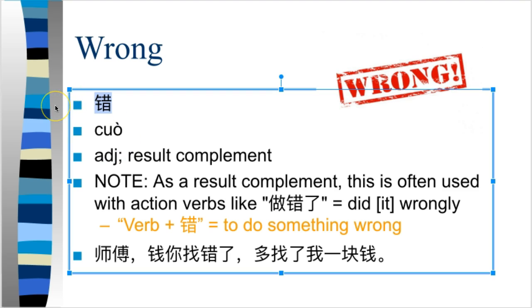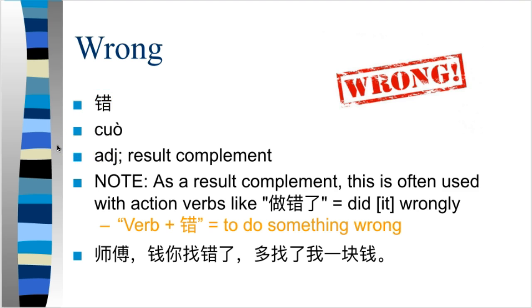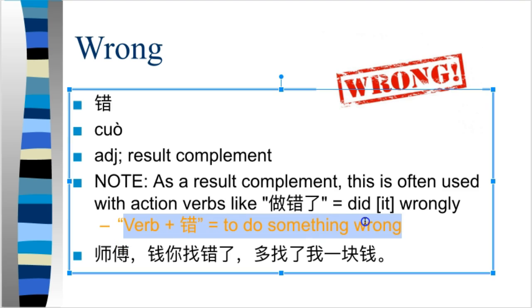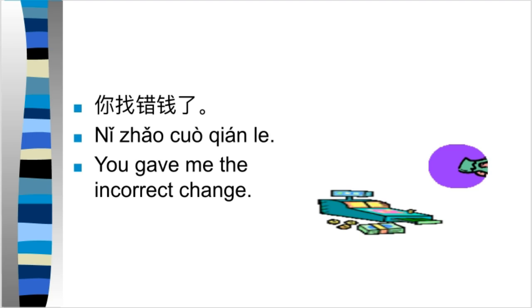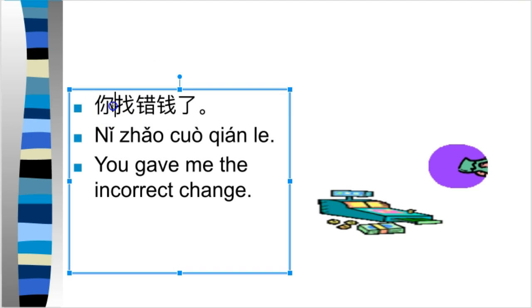This is our new result complement word. 错 could also be an adjective, like 不错. But here it's acting as a result complement. So you have a verb plus 错 means to do something wrong. What was the result of the action? Something went wrong. 你找错钱了. So 找 here is a verb. You were looking for change for somebody, but you did it wrong. You gave me the wrong change.